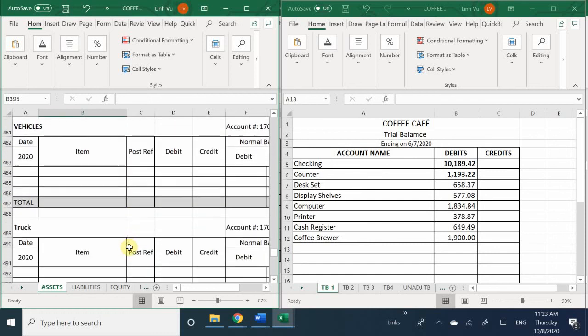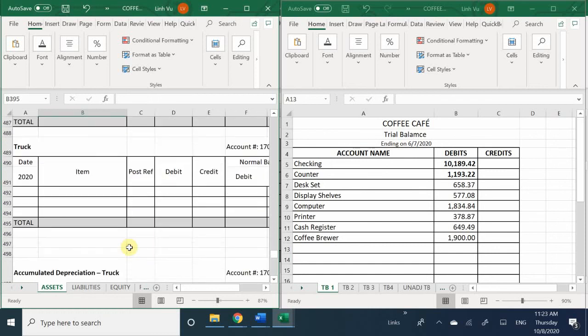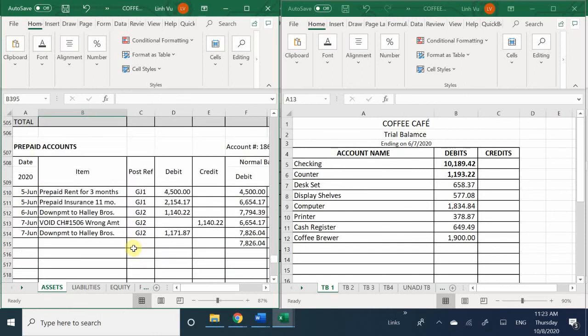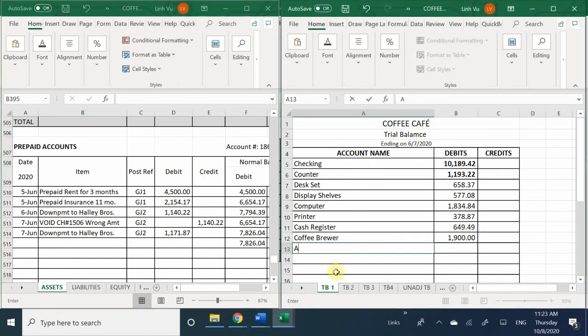All right. What about vehicles? No. Do we have a truck? No. Okay. What about prepaid accounts? Yes, we do. And because it's in caps, because it's a main account, you should write it as you see it. So in this case, I'm going to recognize that prepaid accounts is a main account, and I have it for the grand total of 7,826.04.